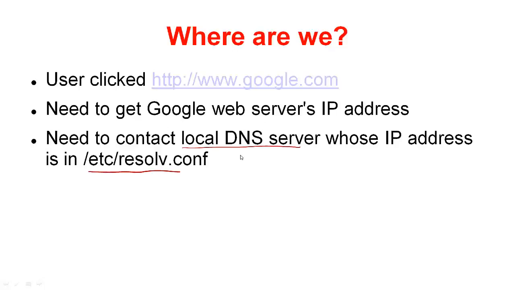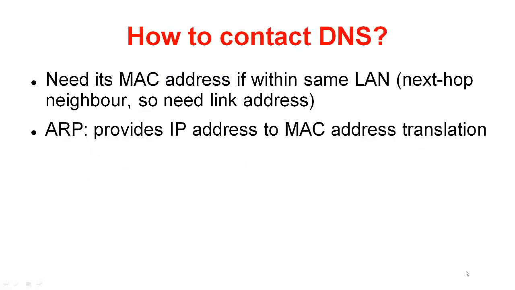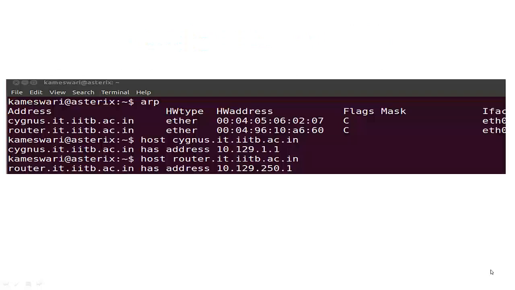So how do you contact this local DNS server? Local means it is within the same local area network, that is, it is your next hop neighbor. In order to send a packet to it, you need to know its link address, that is nothing but the MAC address. So if you know the IP address of the local DNS server, now you need to find its MAC address. Again, ARP is a service that provides IP address to MAC address translation.